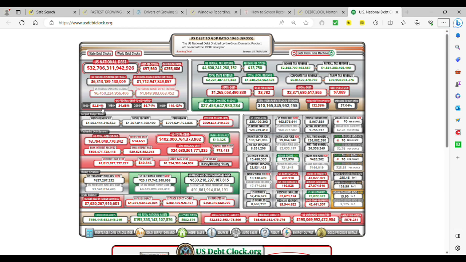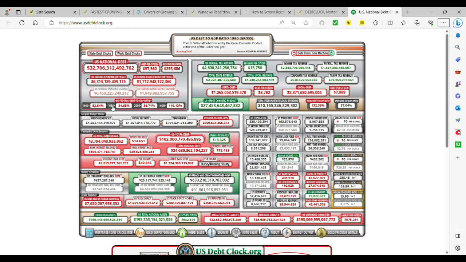Let's go right back to this left panel. I think that this is fascinating. The U.S. federal debt to GDP ratio, you can see the changes over the years. In 1960, the ratio was 52%. So the U.S. federal debt was approximately half of the U.S. gross domestic product. In 1980, it went down. It was a little under 35%.